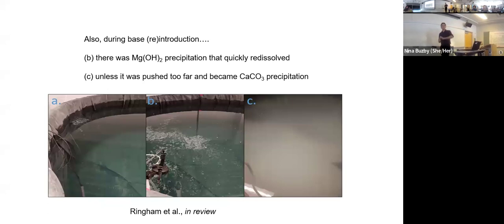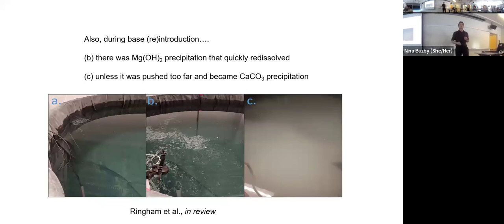This also gave us an opportunity to examine some of the issues associated with base additions to seawater. Indeed, we found that we could add base to seawater, but when you add a strong base, you immediately have magnesium hydroxide precipitation. That's this white precipitate, which maybe looks like bubbles to a lot of you, but it's actually little chunks of mineral floating on the surface of seawater.